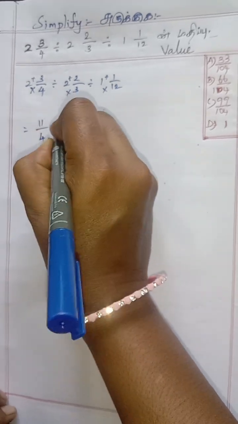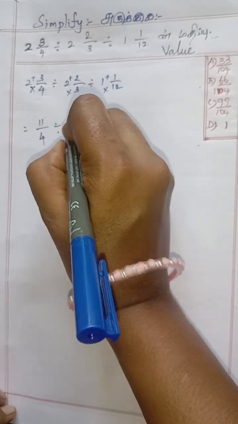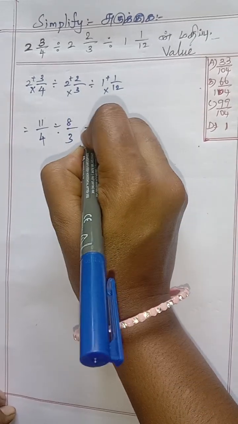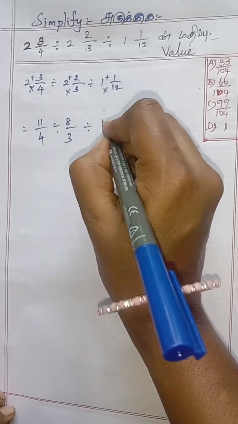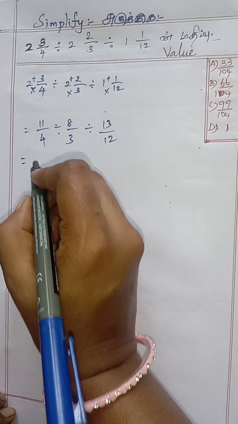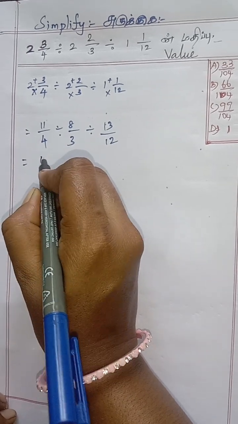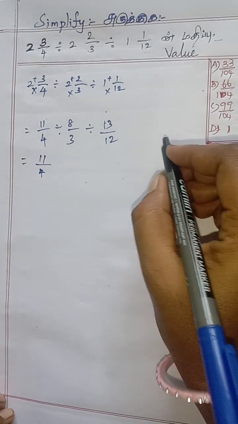11 by 4 divided by 3 2s are 6. 6 plus 2 is 8. 8 by 3 divided by the symbol. 1 12s are 12. 12 plus 1 is 13, divided by 12. Same as well, we are going to do the next step. 11 divided by 4. Here is one simple trick.